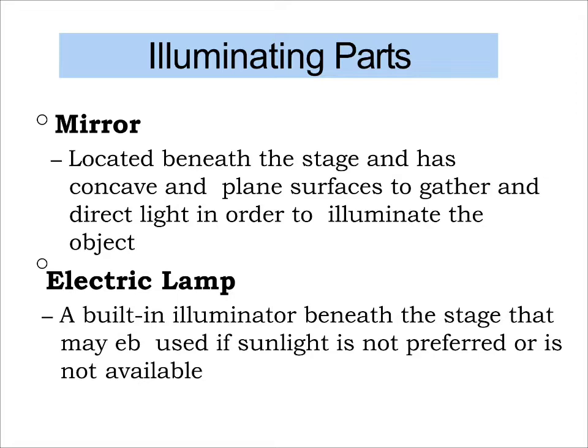Illuminating parts: mirror and electric lamp. The mirror is located beneath the stage and has a concave plane surface to gather and direct light in order to illuminate the object. The electric lamp is a built-in illuminator beneath the stage that may be used if the sunlight is not preferred or is not available. So they are also important parts of the microscope for us to have a clearer and better vision of the microorganism we inspect.